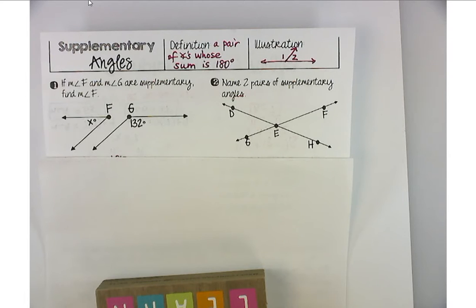Okay, so supplementary angles are a pair of angles whose sum is 180. The illustration I drew is also what besides supplementary angles? So, what other type of pair? Our illustration is also a linear pair, yeah. Good. They're a linear pair.